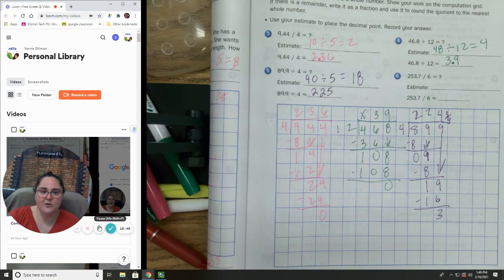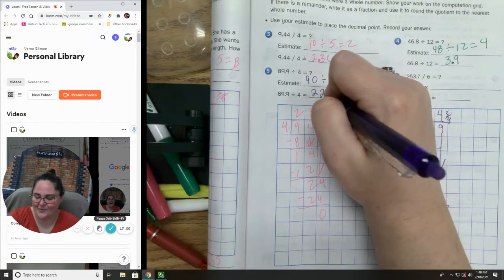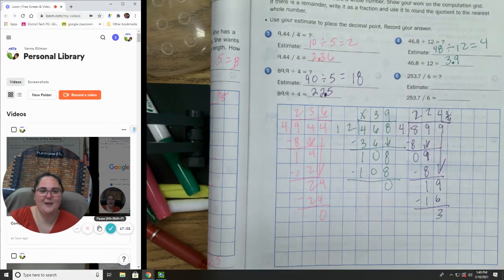So my decimal would go where? Take a second and write it on your paper. My decimal is going to go right here. It's right between that 2 and that 5.